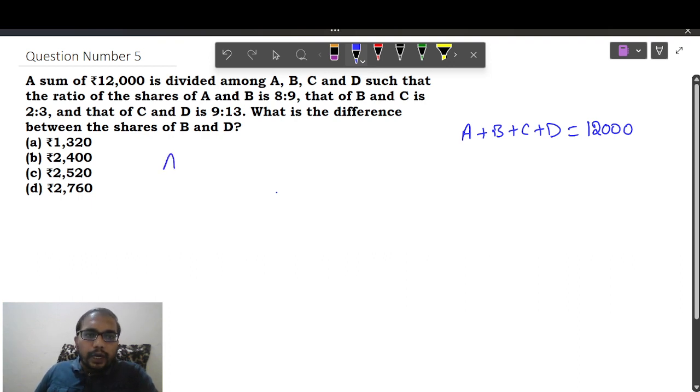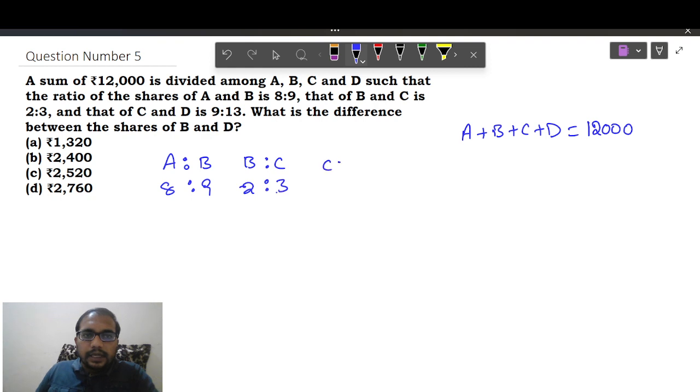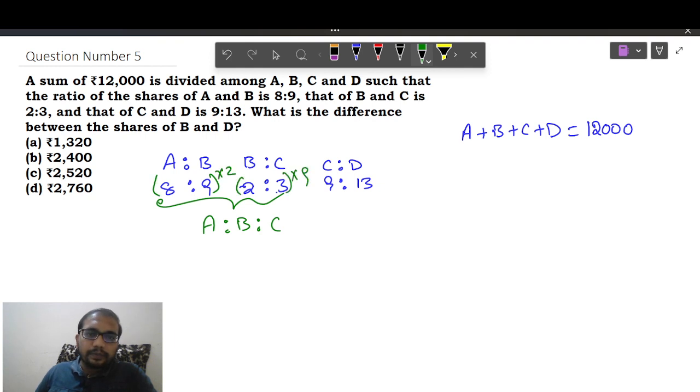But the share of A and B is how much given? 8:9. That of B and C is how much given? 2:3. And C and D ratio is given 9:13. So by using these ratios, you need to find out A, B, C, D. First find out A, B, C. Into 2, into 9. 2 8s are 16, 9 2s are 18, 9 3s are 27. Here C value 27, here C value 9.